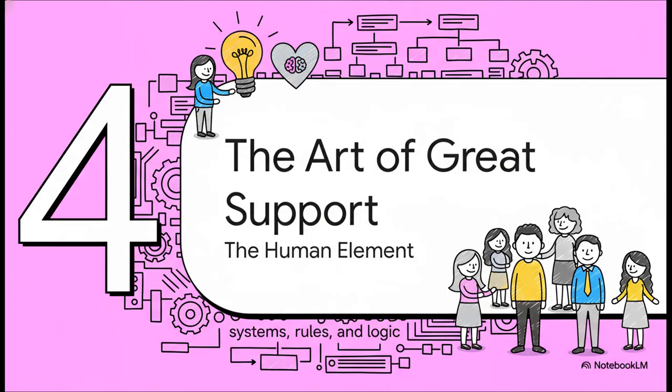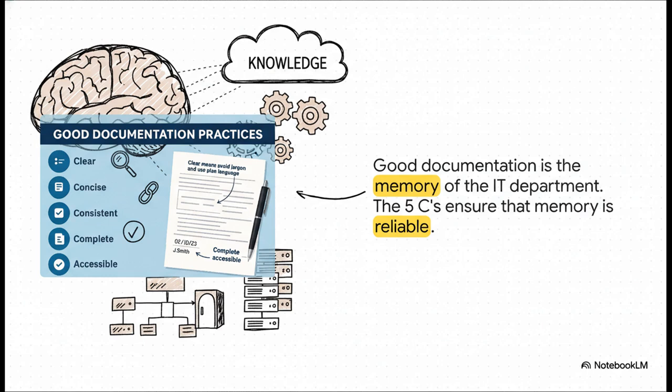You know, we've talked a ton about systems and rules and logic, but the best system in the world is useless without the right people running it. So the final and maybe the most important piece of this whole puzzle is the human element. I love this idea that good documentation is the collective memory of the IT department. It's the team's shared brain. And for that brain to work, it has to follow the 5 C's. It's got to be clear enough for anyone to understand, concise enough to be useful in a crisis, and accessible to the whole team. This is how they learn from past problems so they can solve future ones even faster.